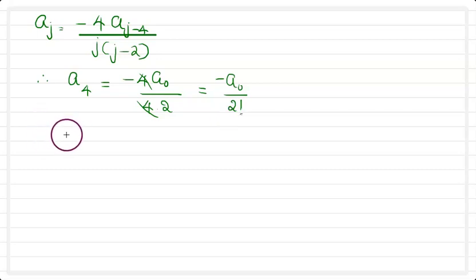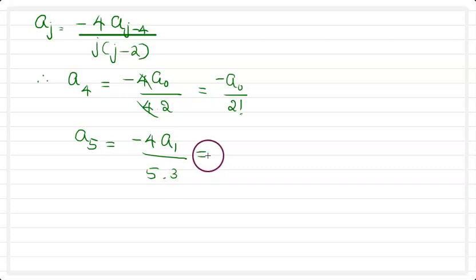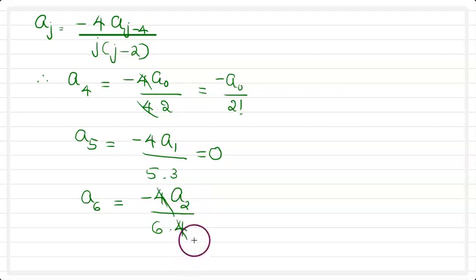Now putting j equal to 5, we get a5 equals minus 4 a1 divided by 5 into 3, which is equal to 0 since a1 is equal to 0. Now a6 is obtained as minus 4 a2 divided by 6 into 4. We can cancel this 4 in the numerator and denominator to obtain the relation minus a2 divided by 6, which can also be expressed as minus a2 divided by 3 factorial.